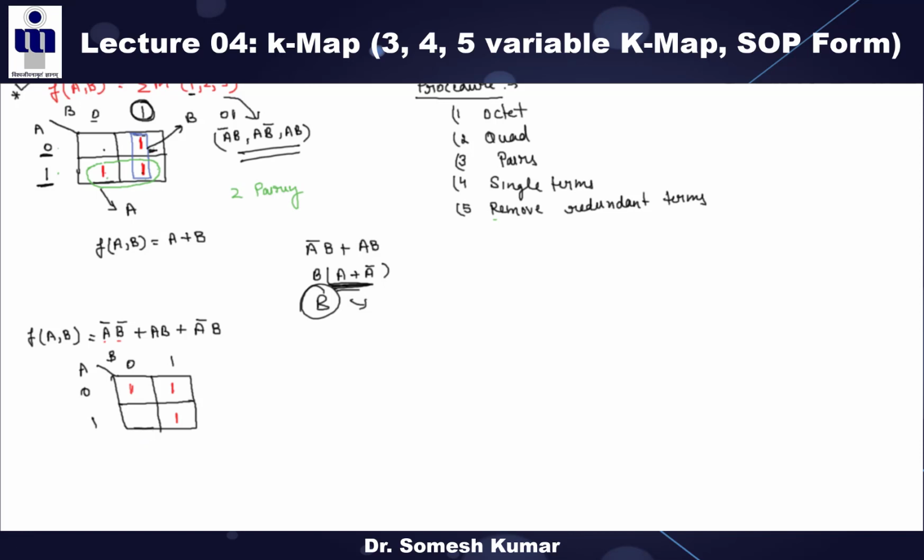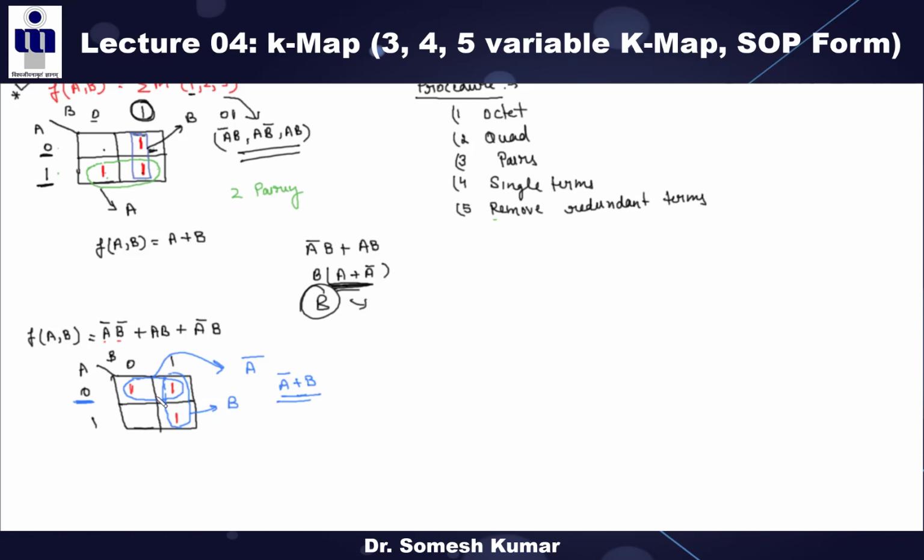Now how many pairings are possible? 2 pairs. One is this, and the second one is this. From the first pair, what is the common term? A bar. From this pairing, what is the common term? B. So what is the answer? A bar plus B. Clear?